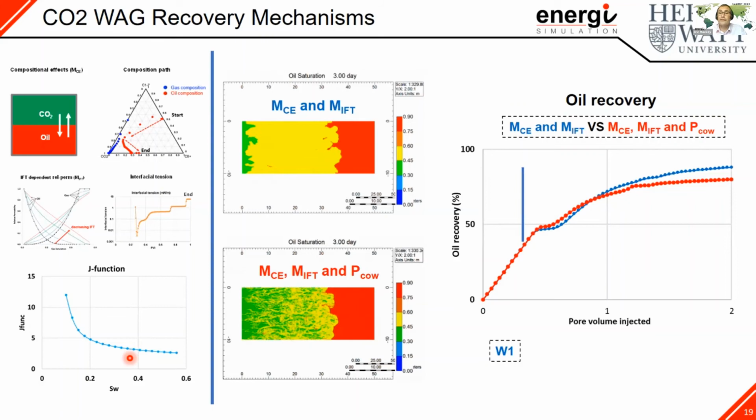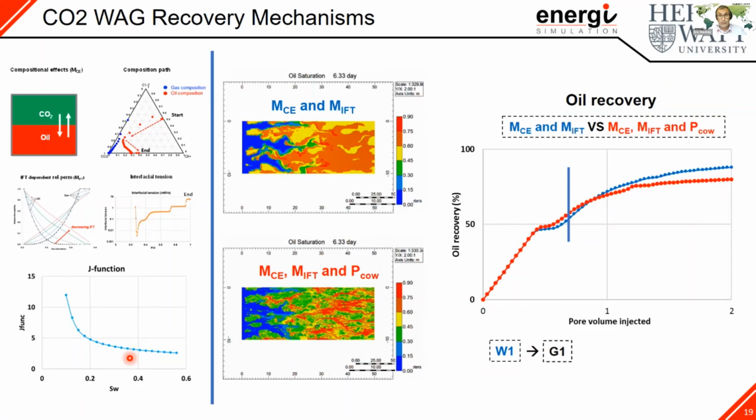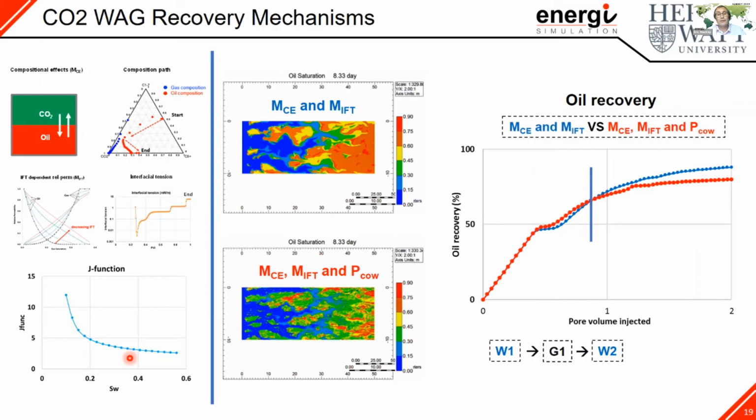And on the right-hand side, we have a chart of recovery. And the blue line is just the two compositional and IFT effects. And then the red line is including the capillary pressure. And we can see up until about now where we are, capillary pressure, so it's a water wet system, has been helpful. And we're obviously getting accelerated imbibition into these bypass zones.